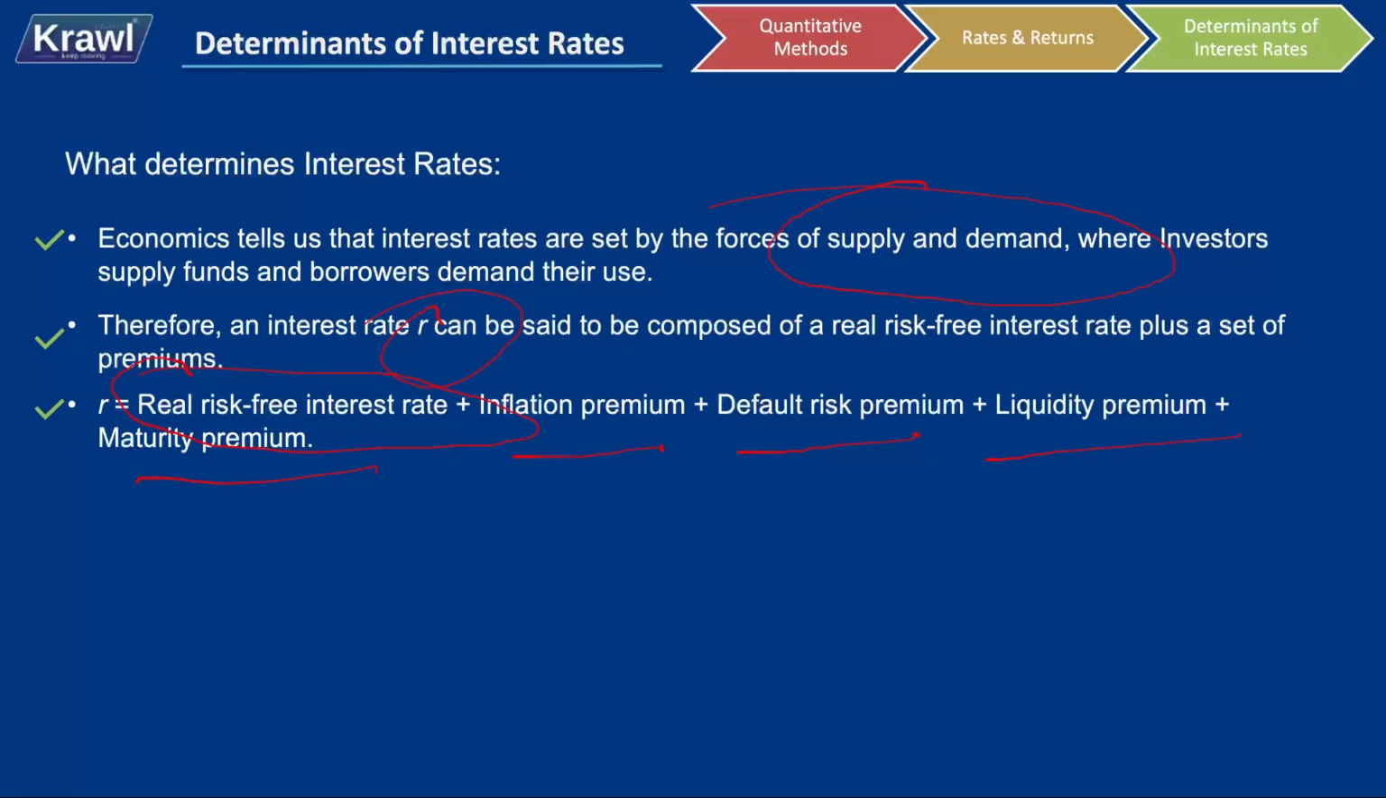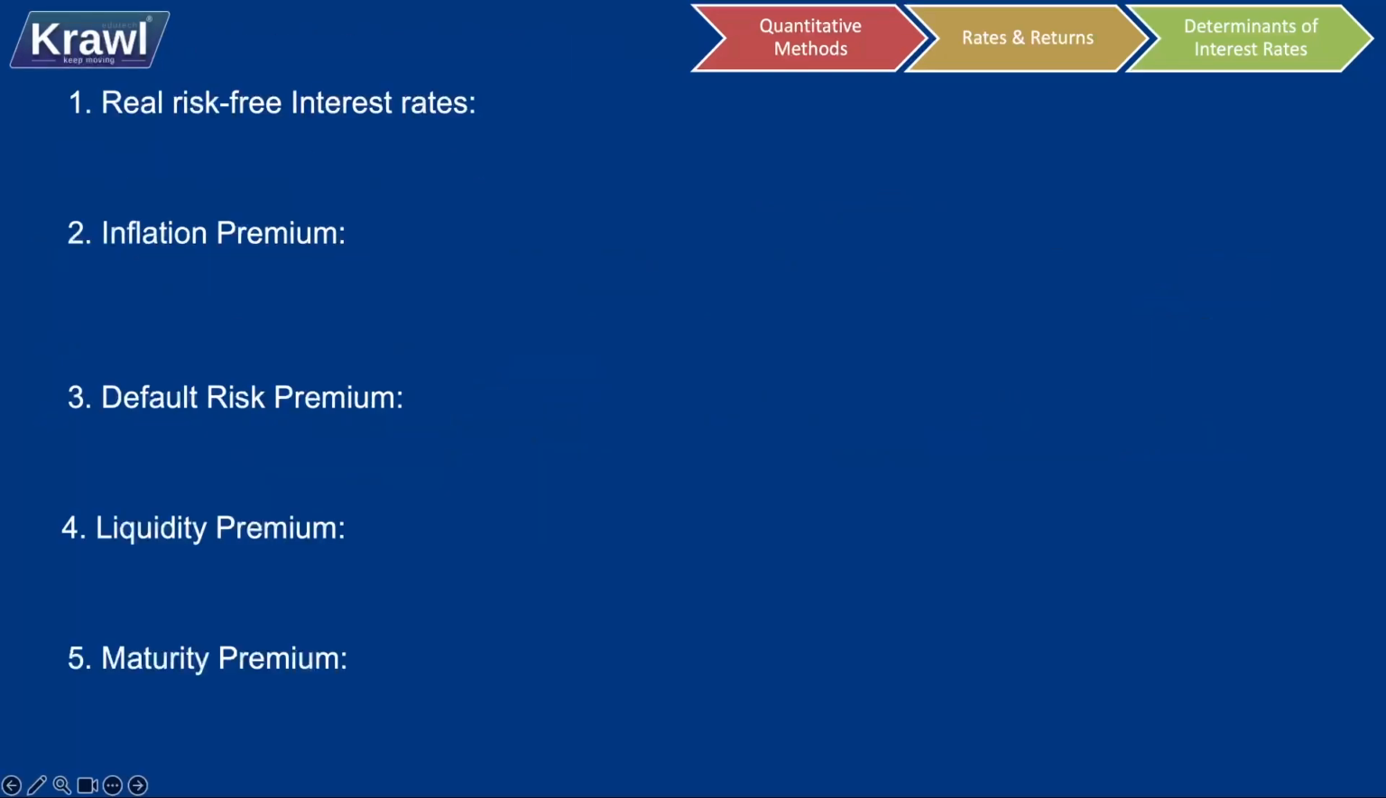Now, we will look into all of this, a specific set of items, one by one. So let's get into understanding. In the previous slide, we understood this overall structure that the interest rate has. There is a real risk-free interest rate, and on this real risk-free interest rate, we add inflation premium, default risk premium, liquidity premium, and maturity premium. Now, let us understand this one by one.